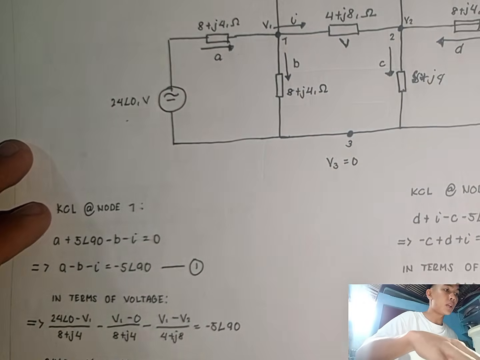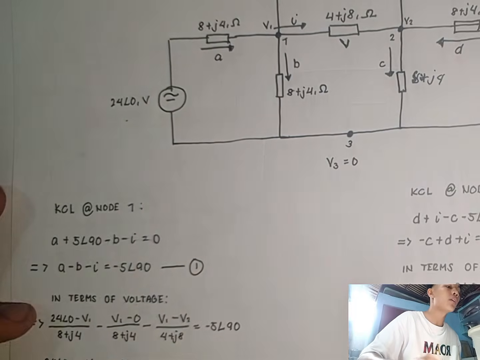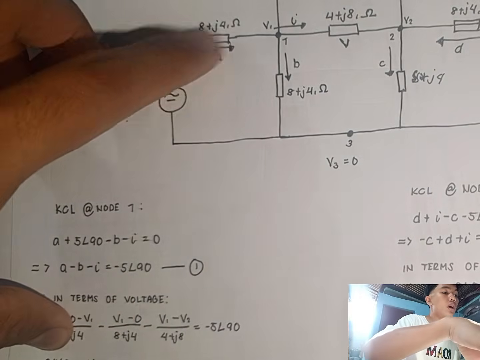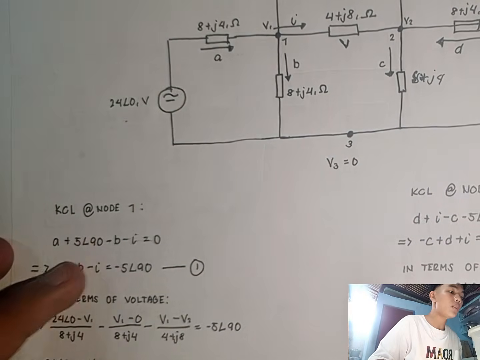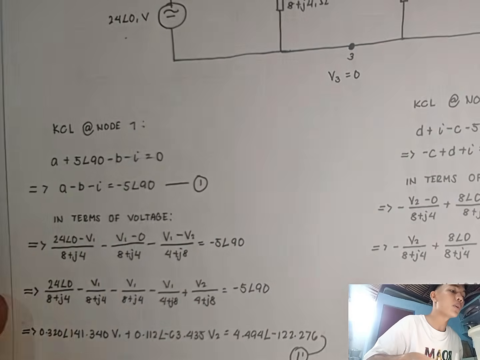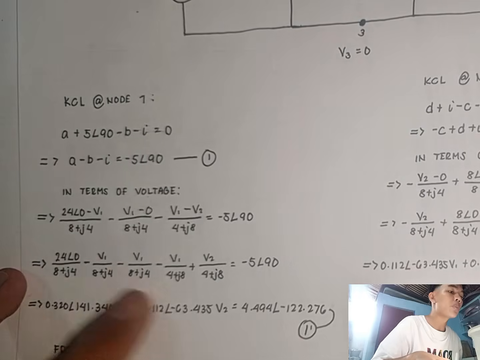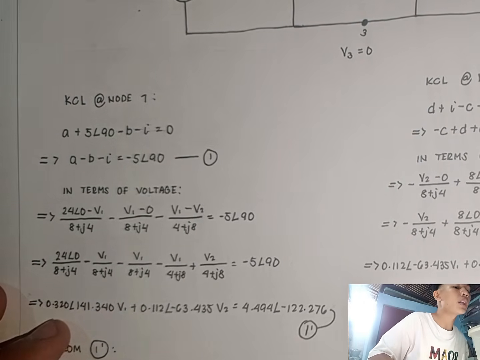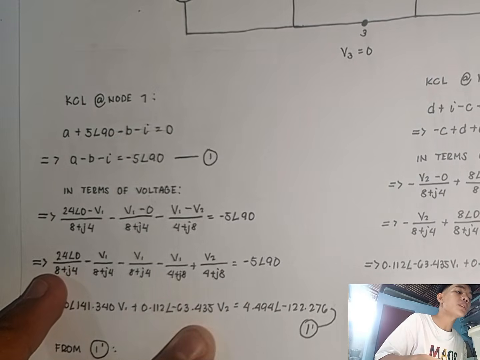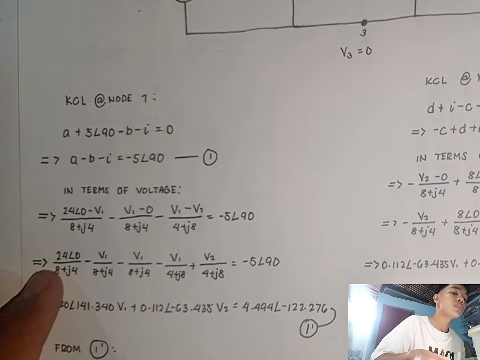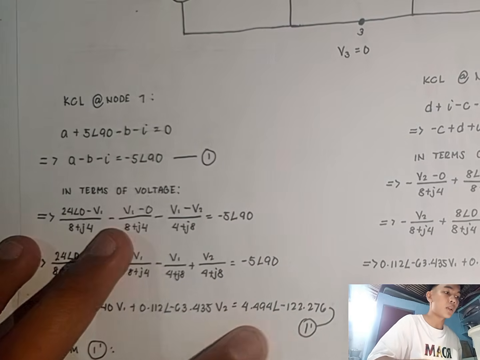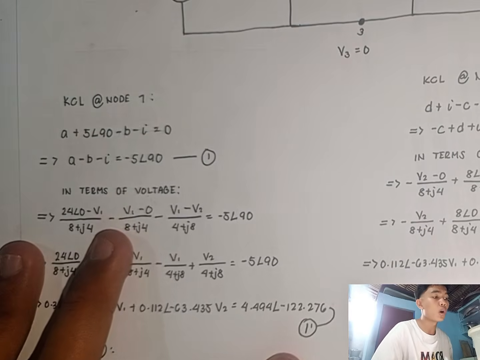The value of B in terms of voltage is V sub 1 minus V sub 3, which is 0, over our impedance 8 plus j4, minus our value of I in terms of voltage, V sub 1 minus V sub 2 over our impedance 4 plus j8, equals our constant value of 5 angle of 90. Further simplifying and combining the similar terms of V sub 1, we obtain 0.320 angle of 141.340 V sub 1. For our V sub 2, we obtain 0.112 angle of negative 63.435 V sub 2. And for our constant, we transpose it here.